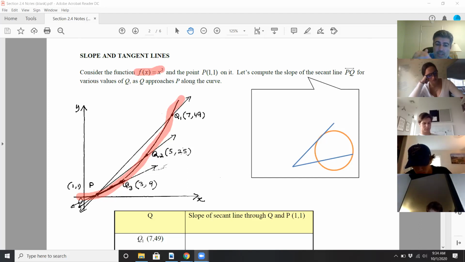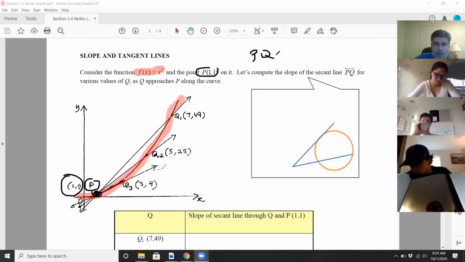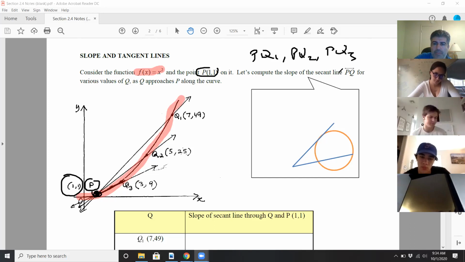What's happening is I have these lines. So PQ1. So you see P is right here. And it's 1, comma 1, as I said. But PQ1, PQ2, PQ3, we'll do PQ4, PQ5, PQ6, and so forth. Those are going to be called secant lines. Okay. Their lines are going through 2 points on a curve.